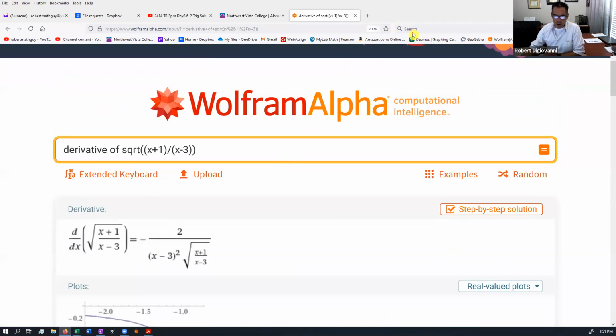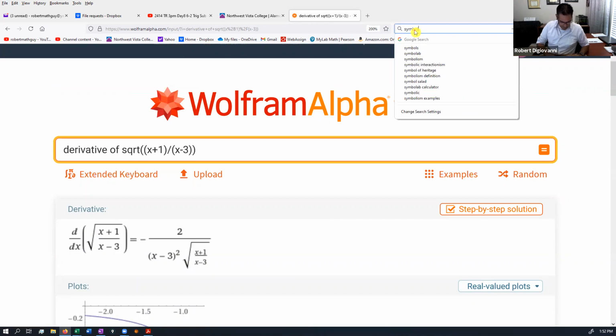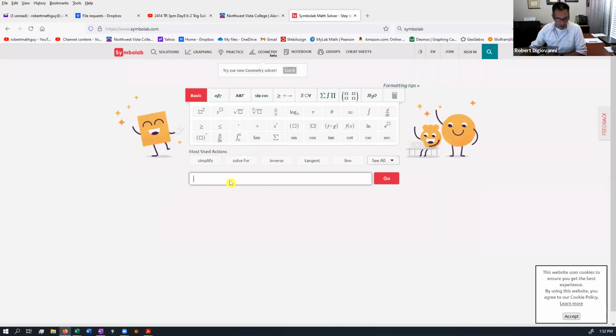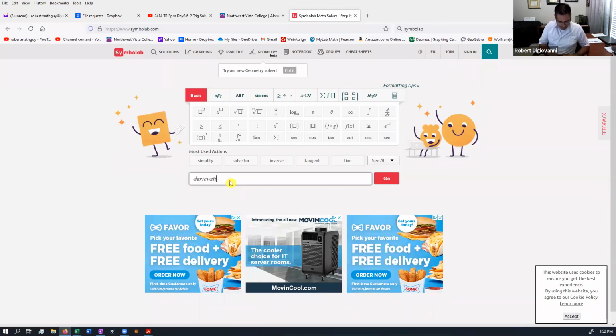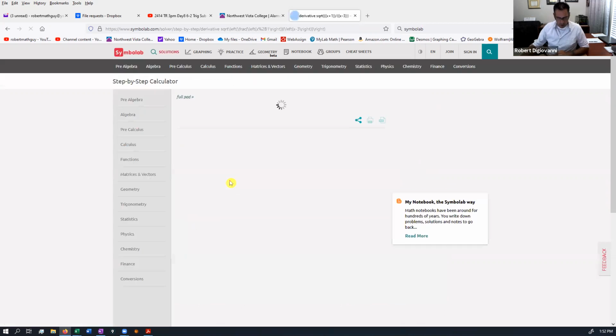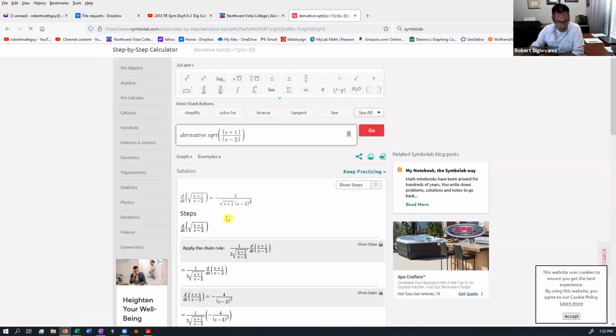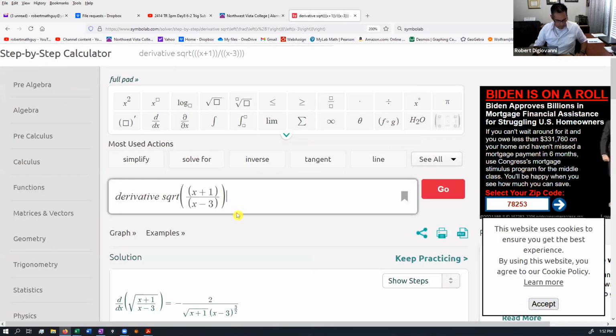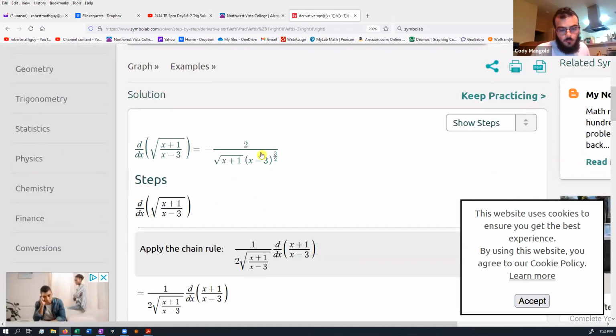What's the other one? There's another website. Symbolab, I use Mathway. Mathway. Let's do Symbolab. Symbolab is also another one. So if I say derivative of square root of (x plus 1) over (x minus 3), see what it does. Oh, yeah, look at that. Can y'all see that? Yes, we can. There it is right there. They did one more step than us. That was our answer, right? I went a little more, but that's pretty clean.